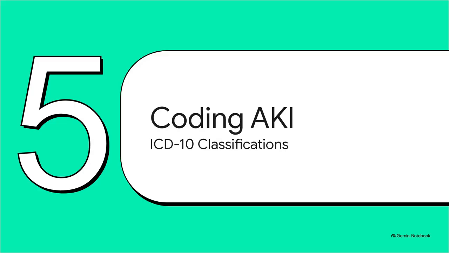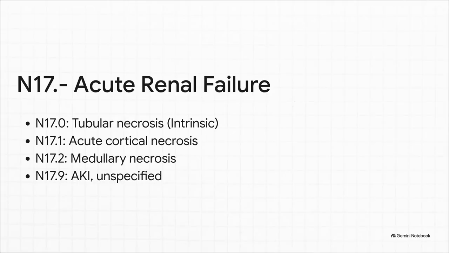Part 5. Coding acute kidney injury. Depending on the physician's exact documentation of that tissue damage, you are going to map the AKI to the N17 category. It is all about anatomical specificity right here. You have to carefully distinguish a code like N17.0, which is for acute tubular necrosis, that intrinsic damage, from something like N17.1 for acute cortical necrosis, or N17.2 for medullary necrosis. And look, if the chart is totally lacking this specific anatomical detail, well, you have to default to N17.9, which is acute kidney injury, unspecified.